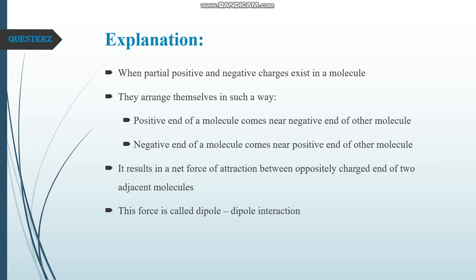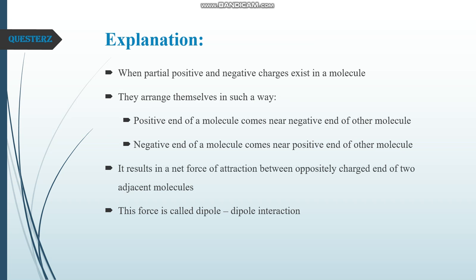Explanation: when partial positive and negative charges exist in a molecule, one side has a positive charge and the second side has a negative charge, so the molecules arrange themselves in such a way that the positive end of one molecule comes near the negative end of the other molecule, and the negative end comes towards the positive end of the other molecule. Like you know, opposite charges attract each other and similar charges repel each other. So the same is the case here. The opposite charges come towards each other, attract each other and form a bond.